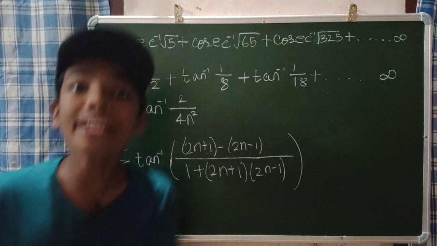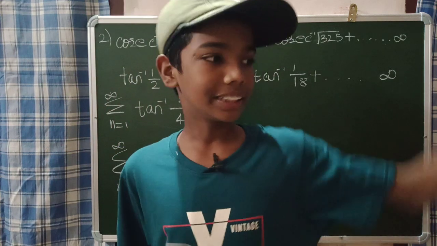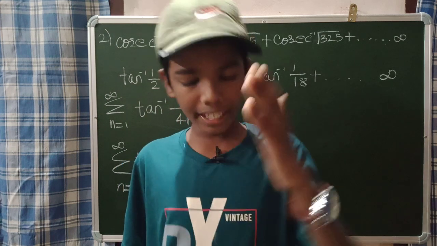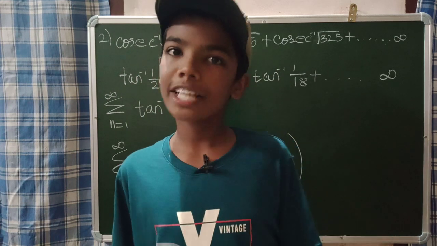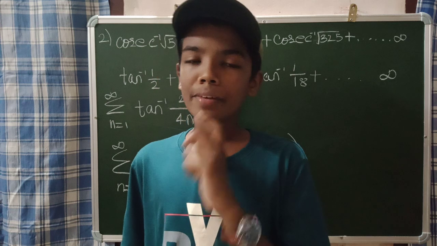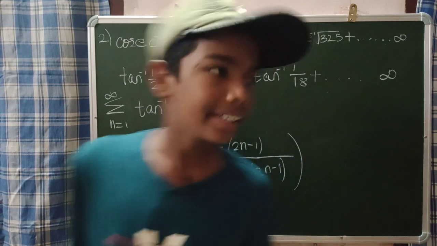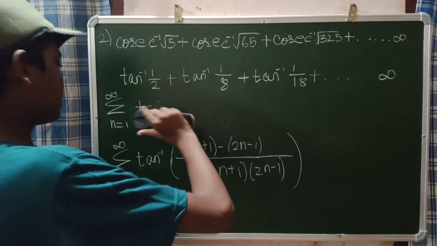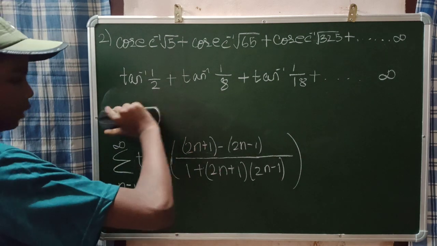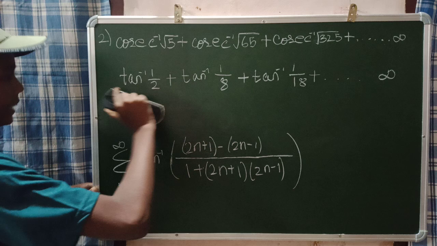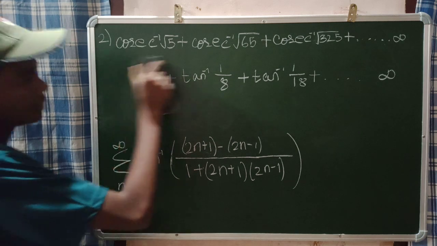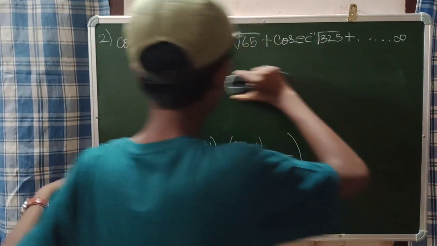That is to use your inverse trigonometric formula, which is tan inverse of a minus tan inverse of b, which is tan inverse of a minus b by 1 plus ab. For that only, I did so much manipulation, okay? So I'll rub this, guys. Now you don't need this.